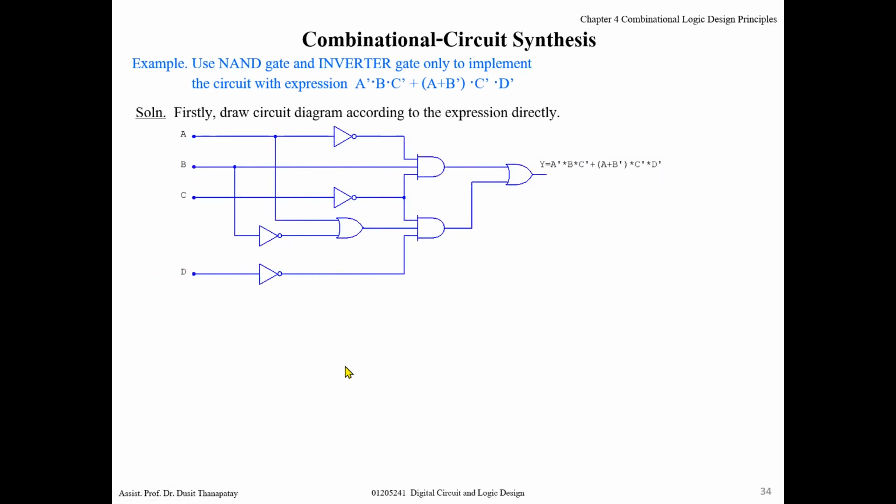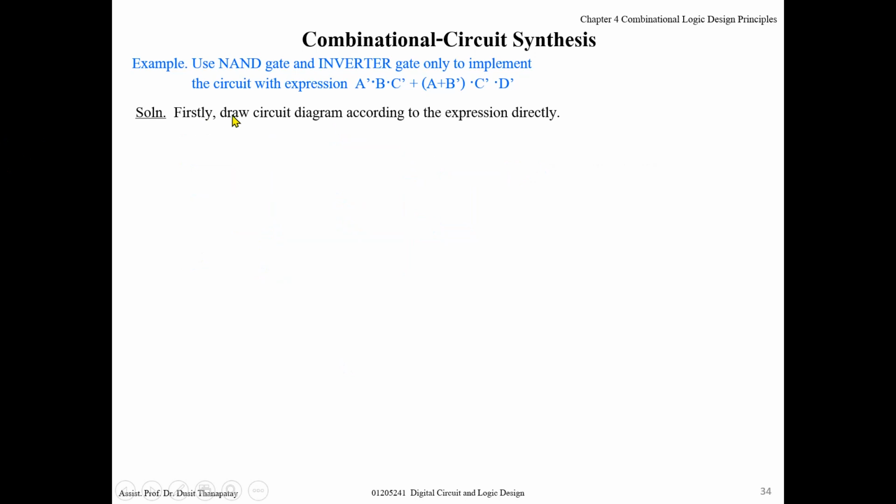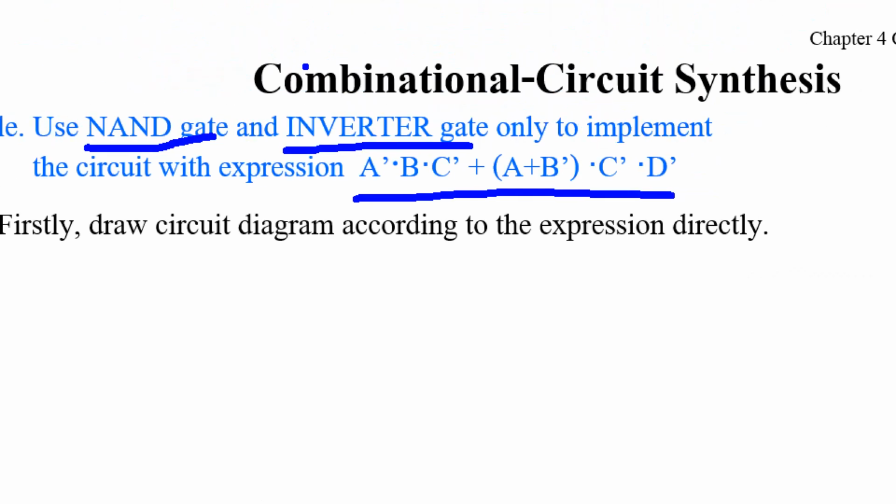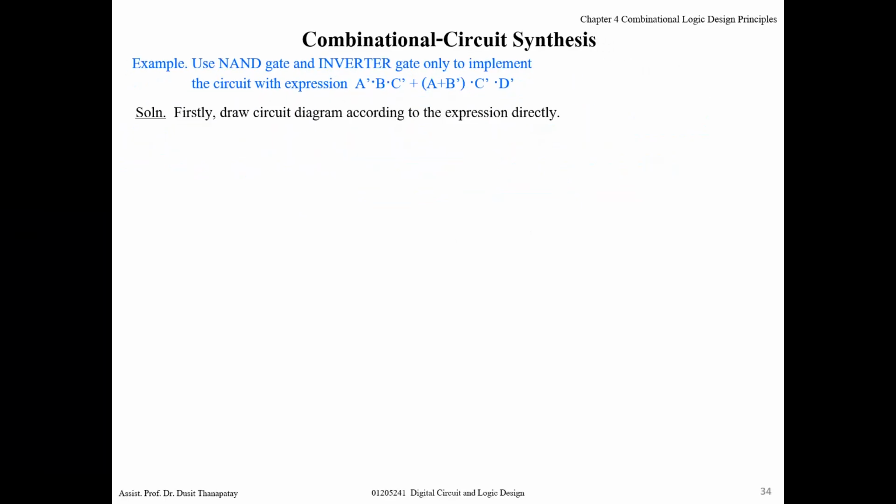And some conditions, for example, if I want to use only NAND gates and inverters to implement the function of A prime and B and C prime, or A or B prime and C prime, and D prime. Okay? Use only NAND gates and inverters. Cannot use OR or AND, and so on. What should I do?